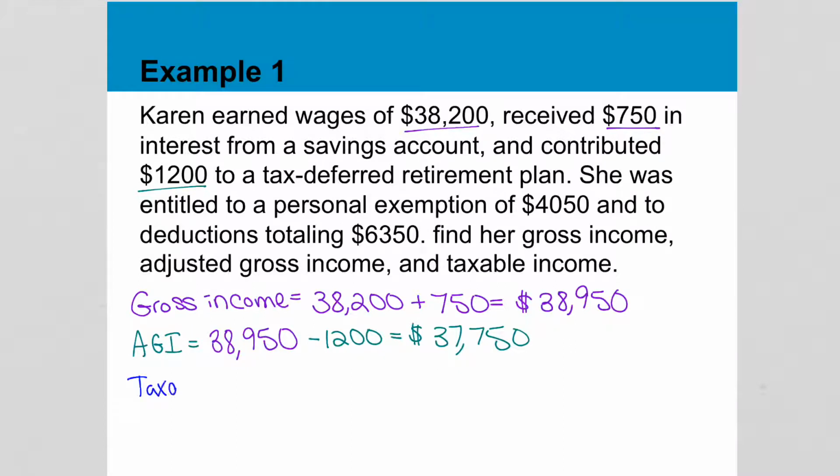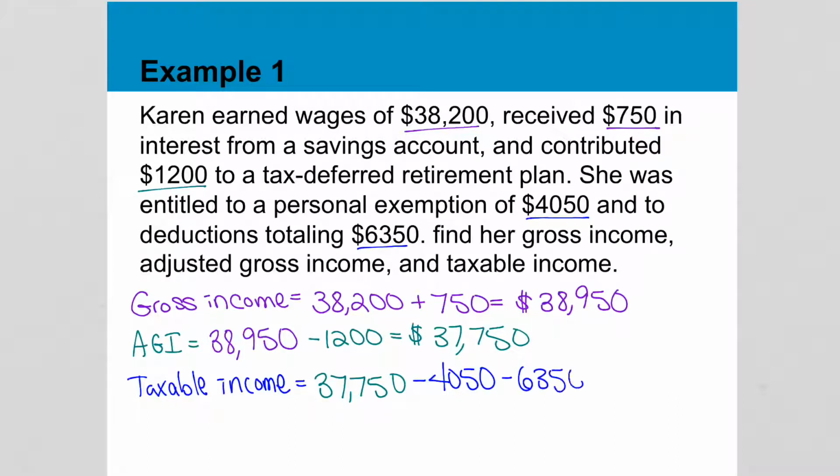Then her taxable income is the $37,750 minus exemptions and minus deductions. So our taxable income is $27,350.